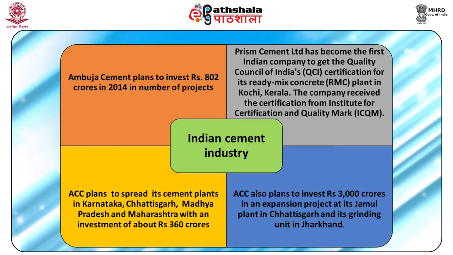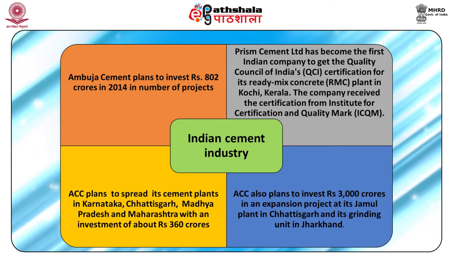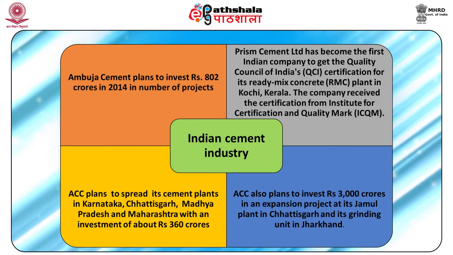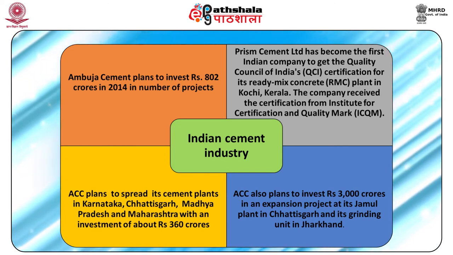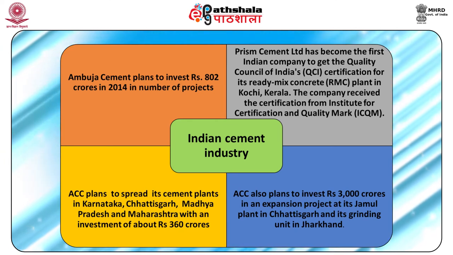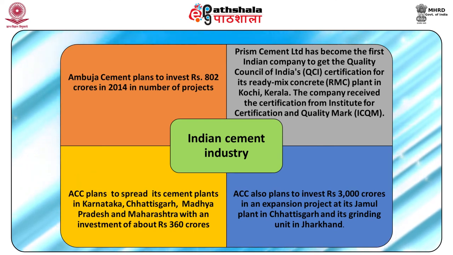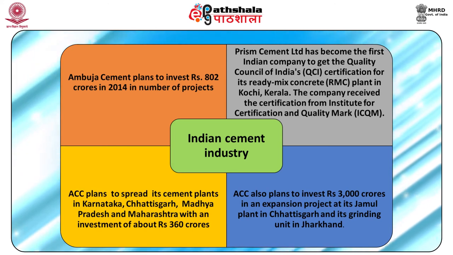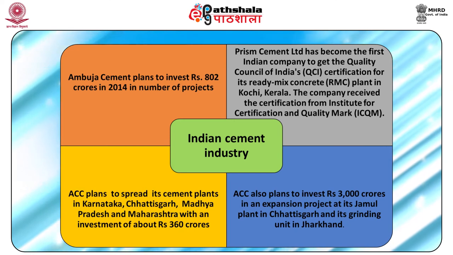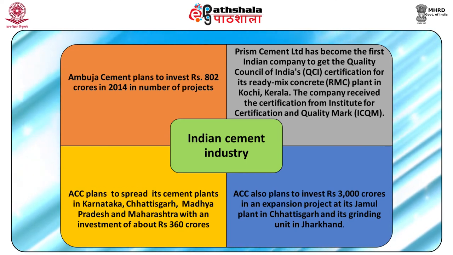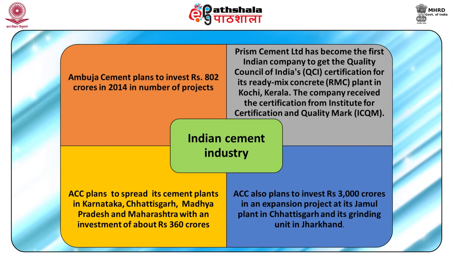Some of the major investments and developments in Indian cement industry are: Ambuja Cement Company plans to invest ₹802 crores in a number of projects. Prism Cement Limited has become the first Indian company to get the Quality Council of India QCI certification for its ready mix concrete plant in Kochi, Kerala. The company received the certification from Institute for Certification and Quality Mark, ICQM.